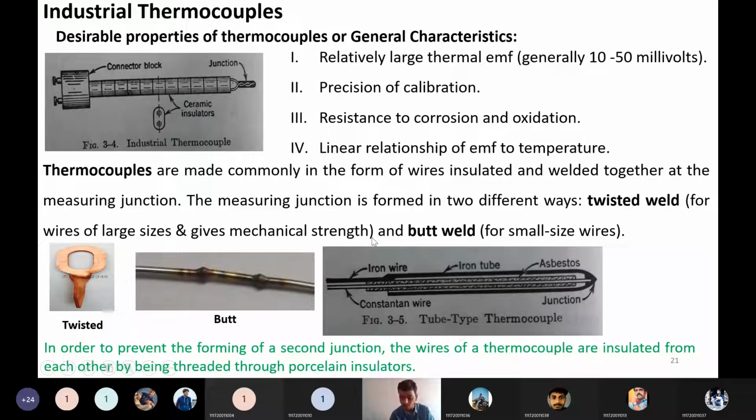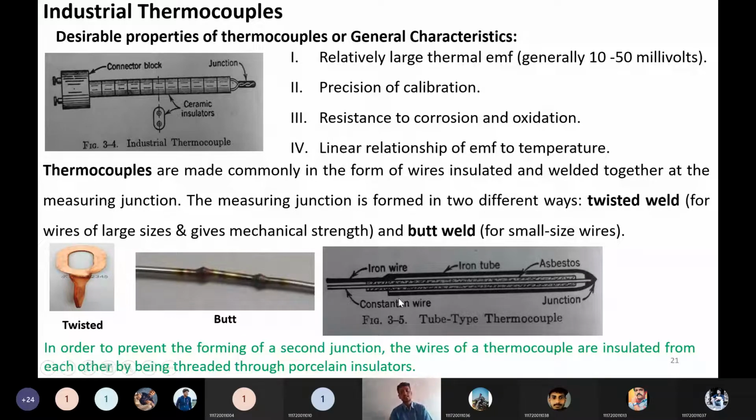Next is another type of industrial thermocouple, which is called a tube type thermocouple. The tube type thermocouples are usually made of iron constantan. The formation of thermocouples uses two dissimilar wires. One dissimilar wire is this one, iron. The next dissimilar wire is this constantan. So usually these tube type thermocouples are made of iron constantan, with the iron in the form of a tube and the constantan wire running down the center of the tube. So the constantan wire will be in the center and the iron will be on the outside, in the form of a tube.